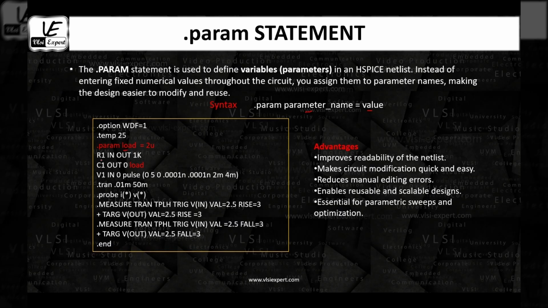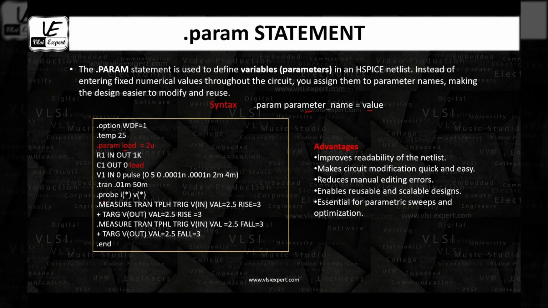You have a resistance connected between the input and output node with a value of 1 kilo ohm. Now you have a capacitor connected between out and 0, and instead of giving the value here, you have given the variable name, right? This is followed by the voltage source, a pulse signal which you are applying, followed by the transient analysis, the .prop statement, and the .measure statement.